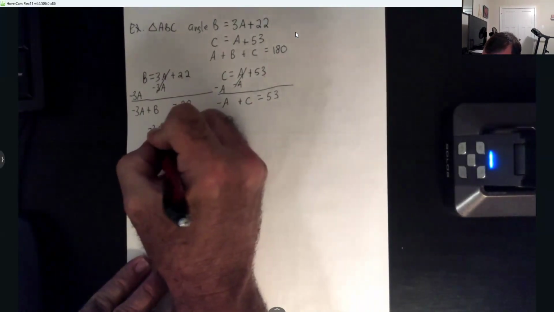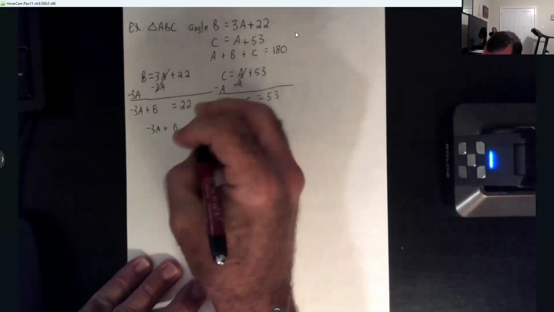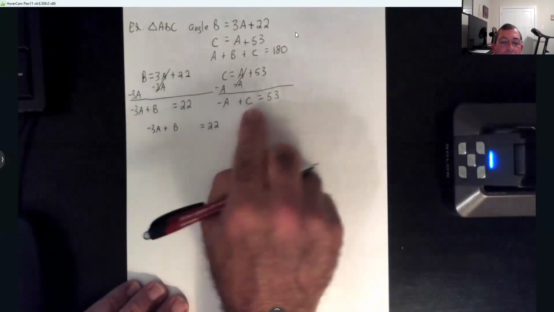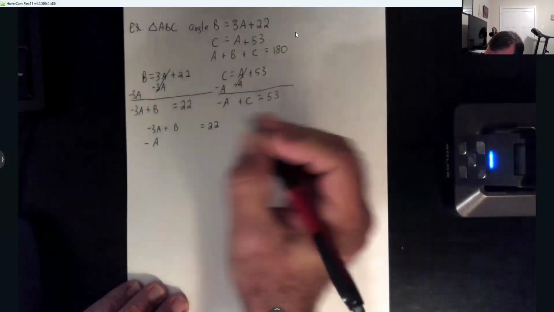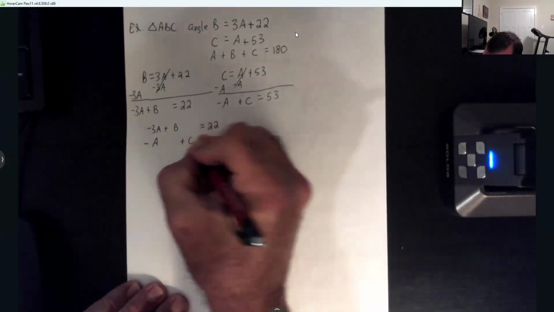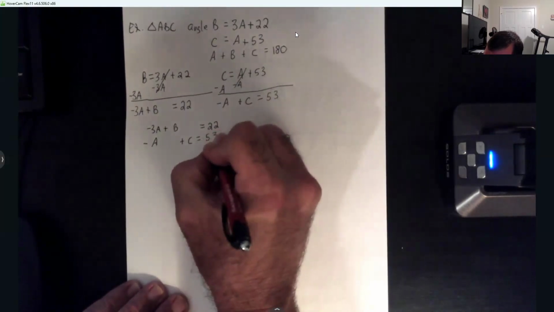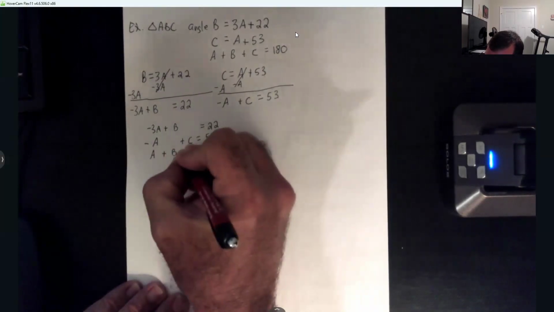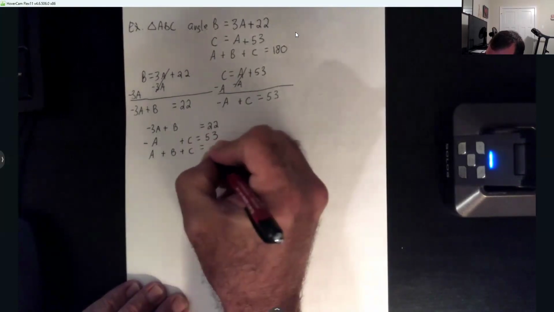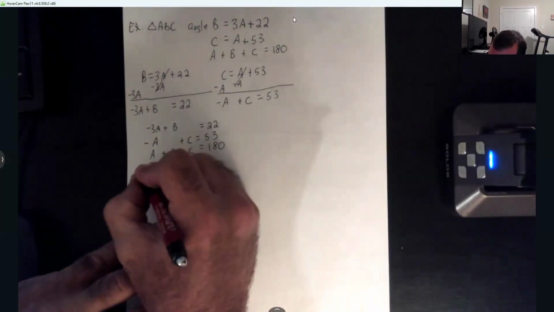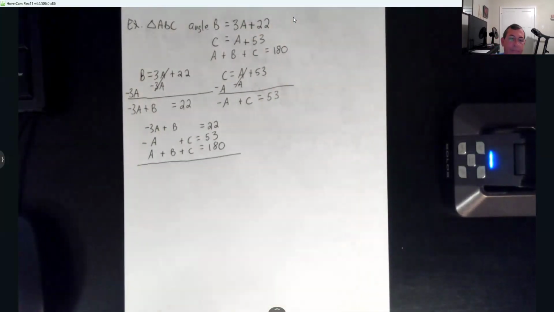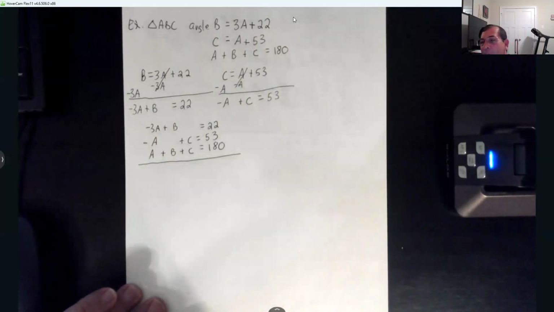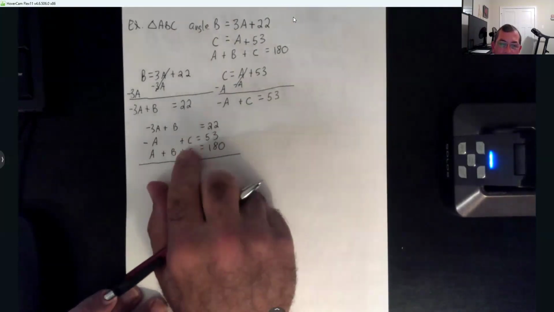So negative 3A plus B, there's no C on this one, and that equals 22. The second equation, negative A plus C equals 53. And then my third equation, A plus B plus C equals 180. Now, you're going to have fun doing this one by hand. And also, you can do this one on the calculator just like I did the other night.